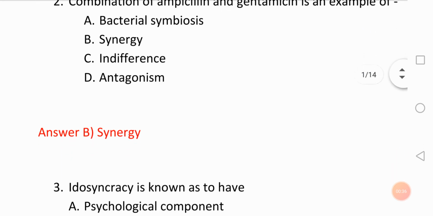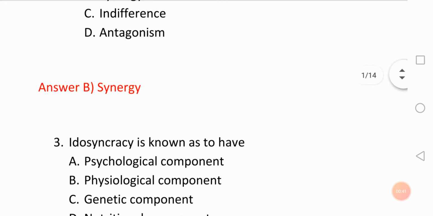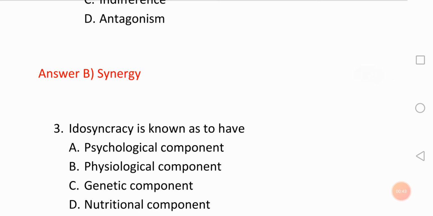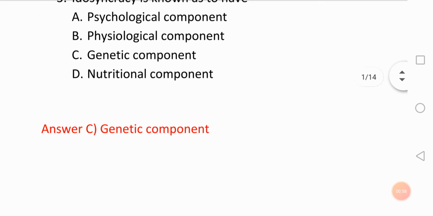Next question, idiosyncrasy is known to have: A part, psychological component, B, physiological component, C, genetic component, and D, nutritional component. And the answer is C part, genetic component. Idiosyncrasy is genetically determined abnormal reactivity to a chemical.